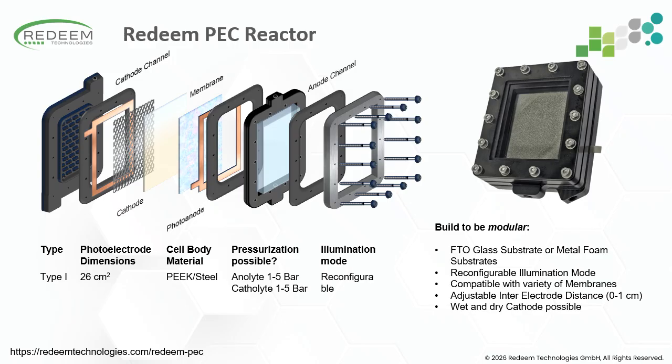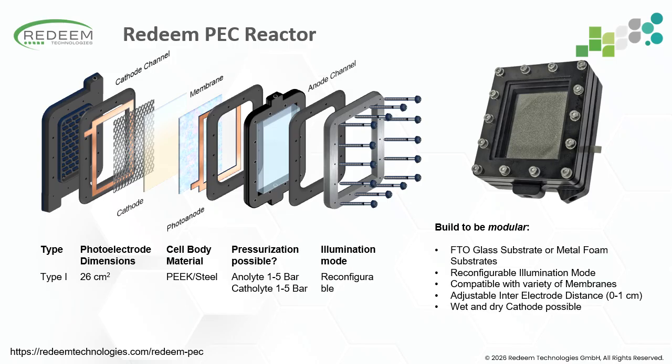Also, the illumination mode can be reconfigured, different membrane types can be exchanged, and the inter-electrode distance can be adjusted from direct membrane contact up to 1 centimeter to systematically investigate mass transport and ohmic losses. Another unique feature is the possibility to operate a cathode without catholyte recirculation. So ions are generated at a photoanode, diffuse through the membrane, and provide sufficient ionic transport for hydrogen evolution, allowing the cathode chamber to remain essentially dry.